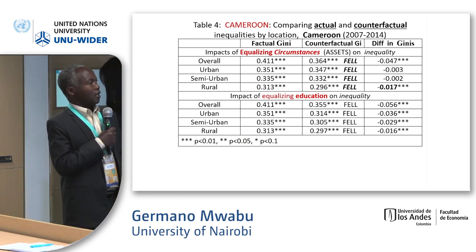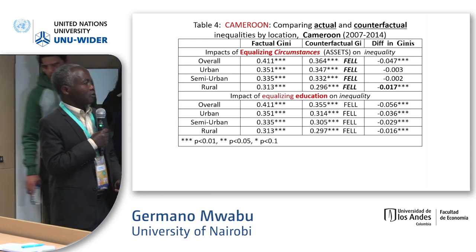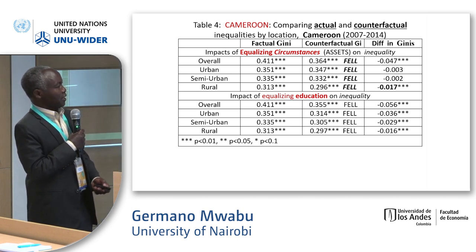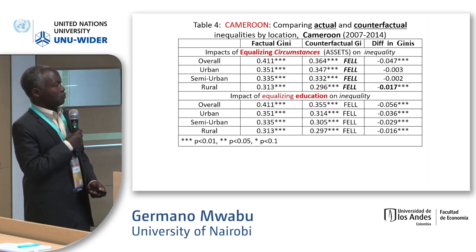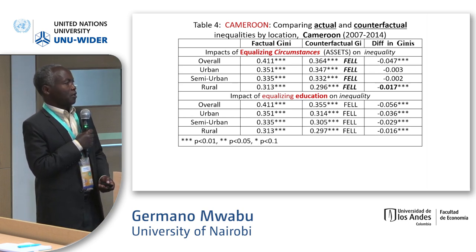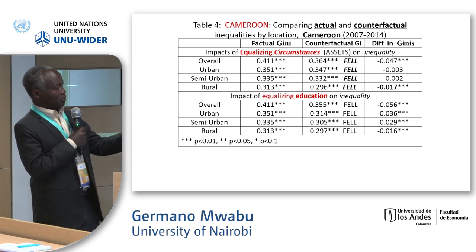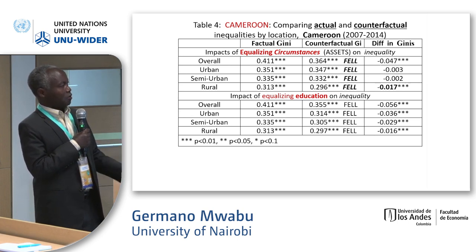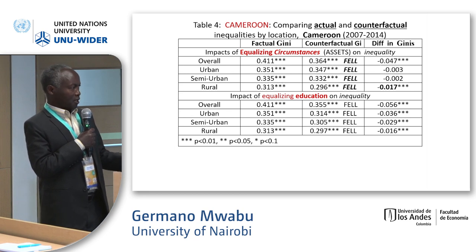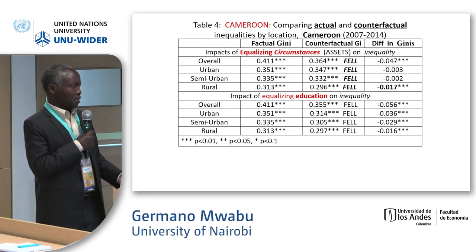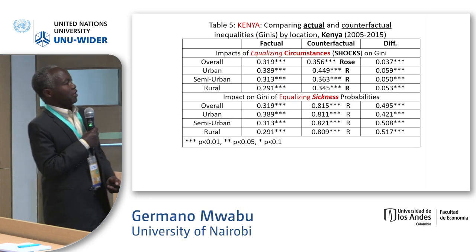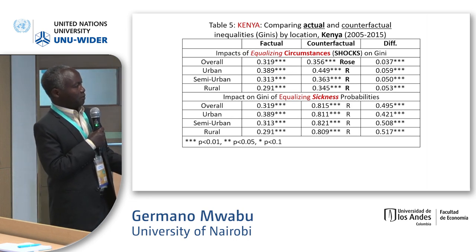And if you compare now the actual and the counterfactual changes in Gini, in the first column there, what we see is the overall Gini for actual is 0.4, actually 41%. When now we equalize circumstances, it drops to 36%. So actually, what we see across the board, across the sections, is that equalizing circumstances reduces inequality. So making sure that people have the same opportunities is good for equality in society. And we find something similar in Kenya, but it looks the opposite, but actually it's the same effect.